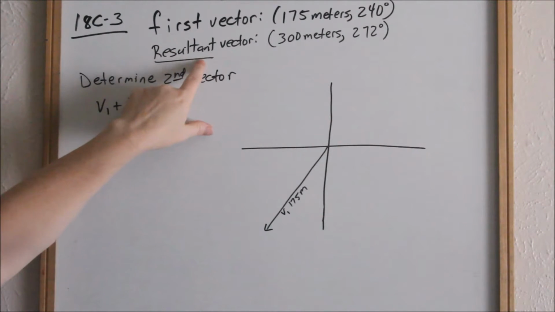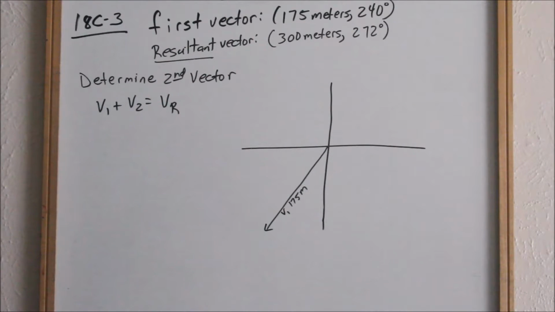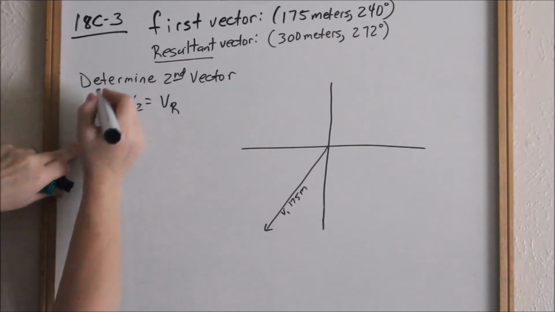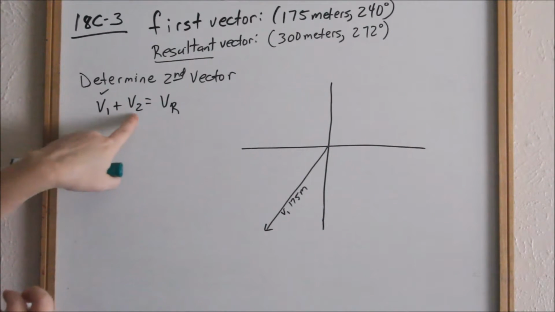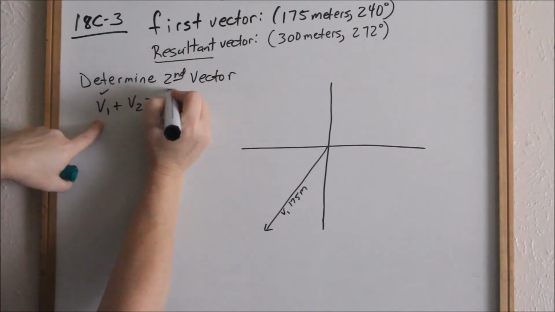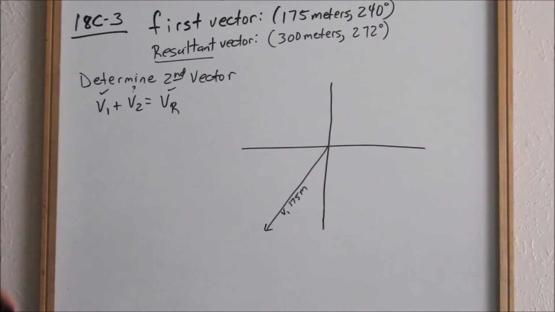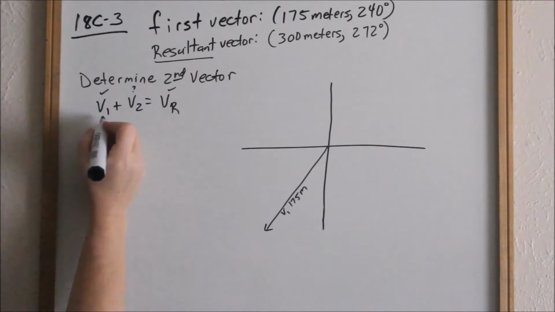Here, this is a big thing to watch for. Are you given the first and second vector, or are you given the first and resultant? The question asks that we are determining what the second vector is. So in other words, we know the first vector. If you know the first and the second, then you take vector 1 plus vector 2, and that equals the resultant. But here we know vector 1, we know the resultant, and we don't know vector 2, so therefore we're solving for vector 2. How do we solve for vector 2?